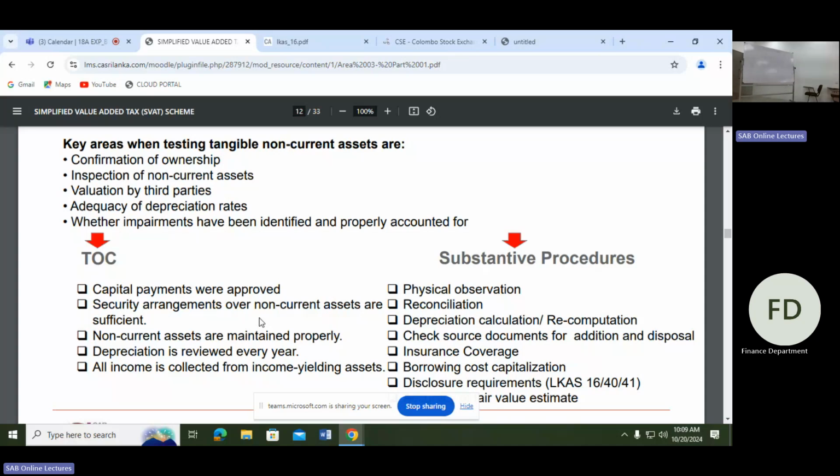And then once you are putting another paint, then you can capitalize it. Or the full paint layer asset will fully depreciate.